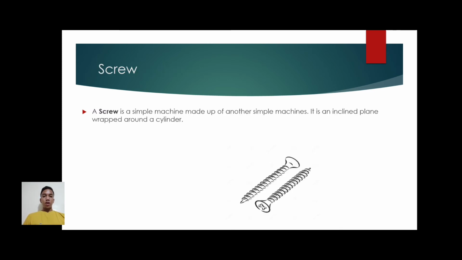Next is the screw. A screw is a simple machine made up of another simple machine. It is an inclined plane wrapped around a cylinder.